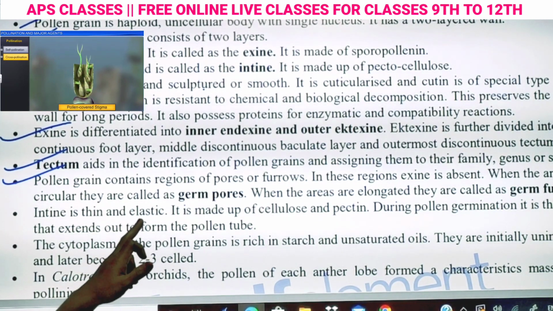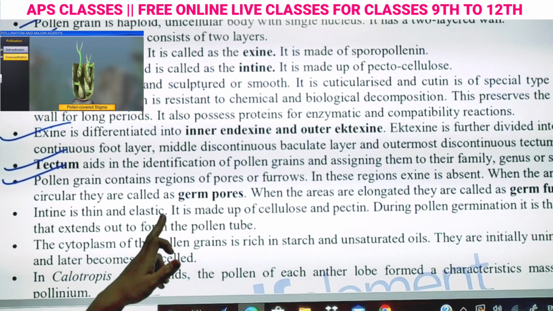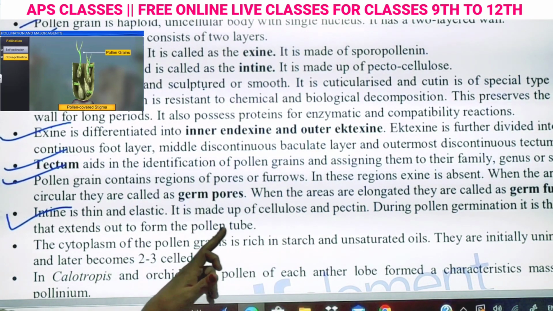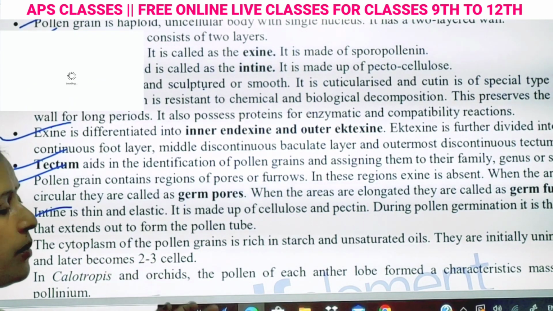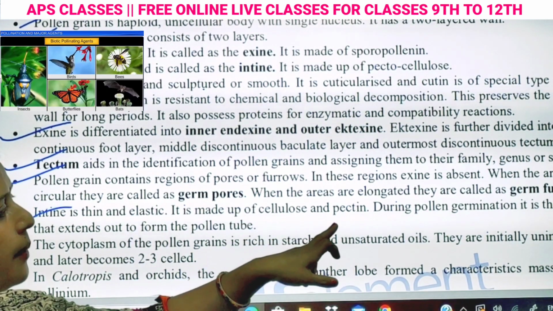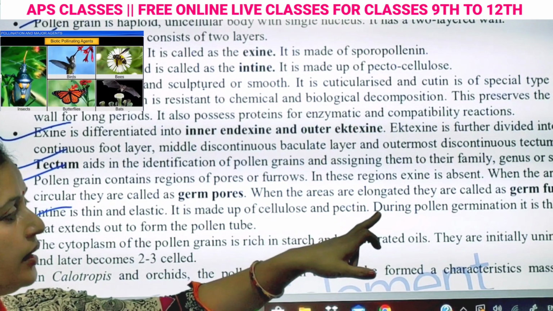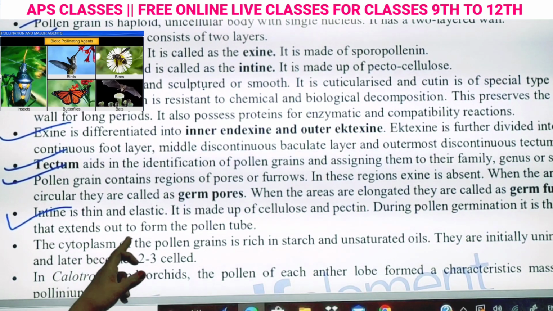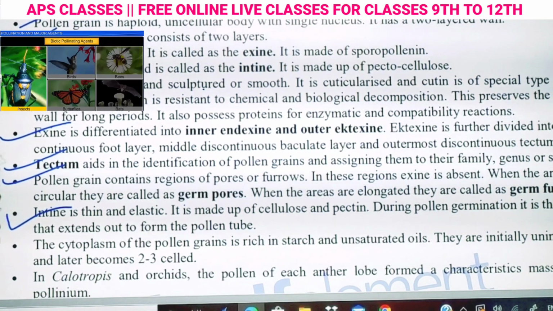Intine is thin and elastic. Intine जो है वो thin होता है और elastic है. It is made up of cellulose and pectin. अब thin और elastic है, उसके बावजूद उसकी जो layer है वो किस चीज की बनी हुई है? Cellulose and pectin की. During pollen germination, जैसे ही pollen germination होती है, it is the intine that extends out to form the pollen tube.